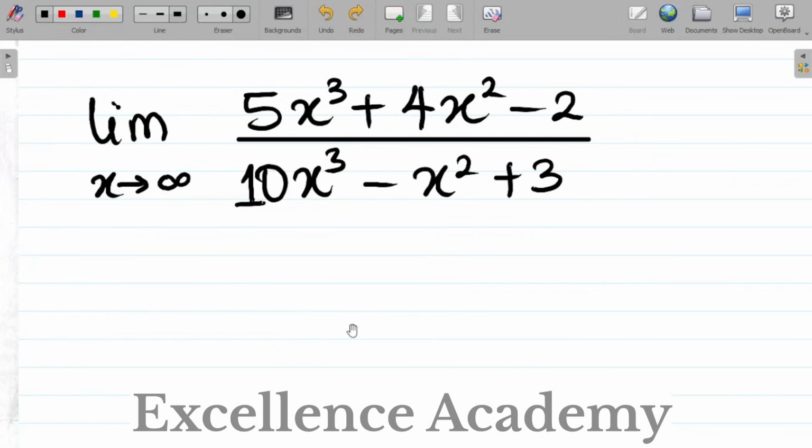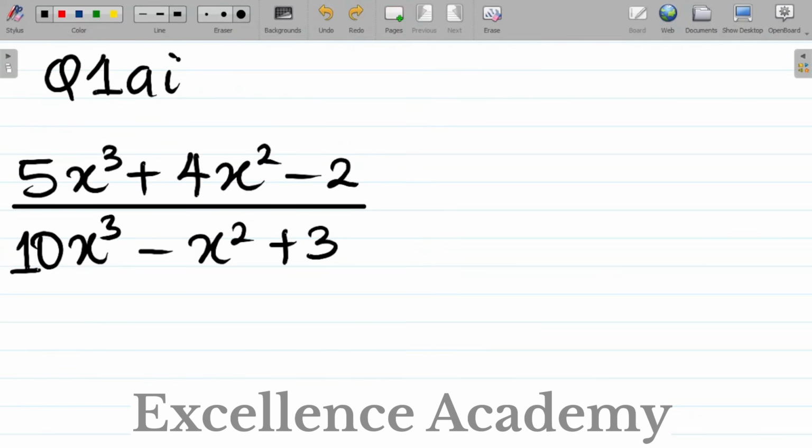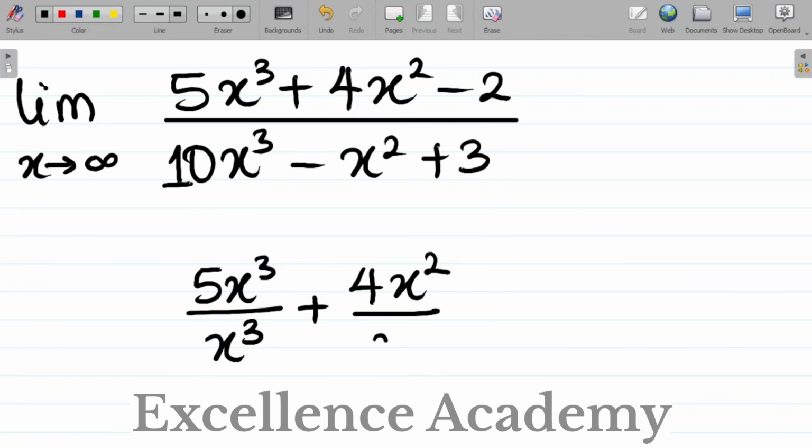What you do is observe the given function. Look out for the variable that has the highest power. In this case, the variable is x, and the x term with the highest power is x cubed. You divide each of the terms by that. The first term is 5x cubed divided by x cubed, plus 4x squared divided by x cubed, minus 2 divided by x cubed.